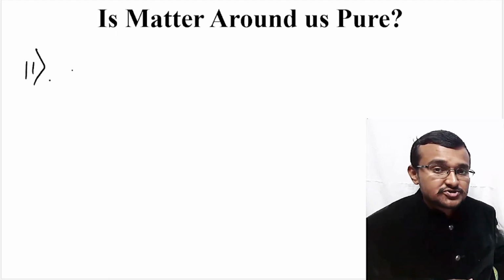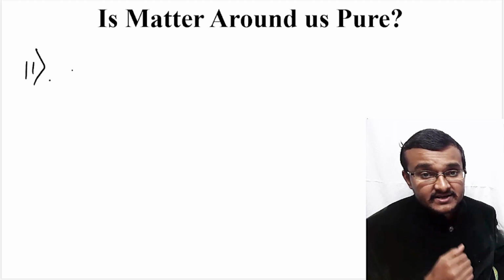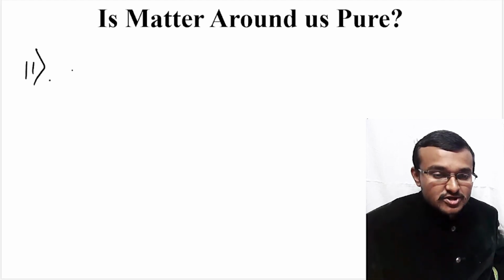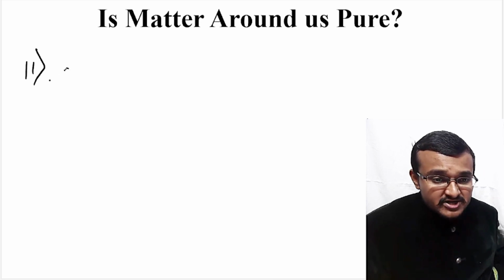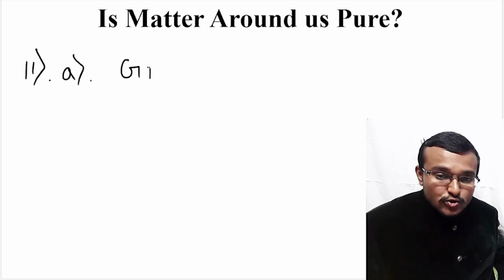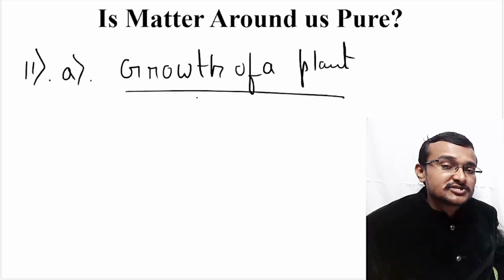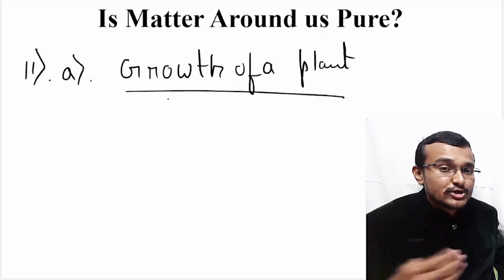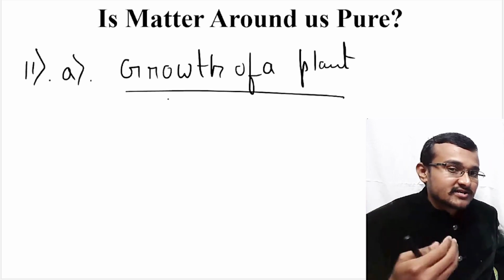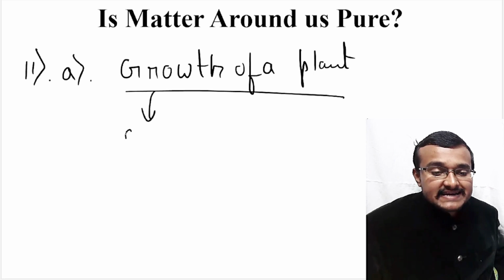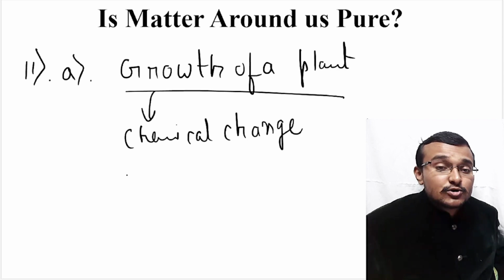So coming to the 11th question, here they have given different events occurring. So you should actually see in which particular event there is a chemical change. So coming to the first part of this 11th question, there they have given growth of a plant. So during growth of a plant, there is complete formation of new substances taking place, or during the growth of the human body as well. So that's why growth of a plant is an example for chemical change. So surely there will be chemical change during this particular growth of a plant.